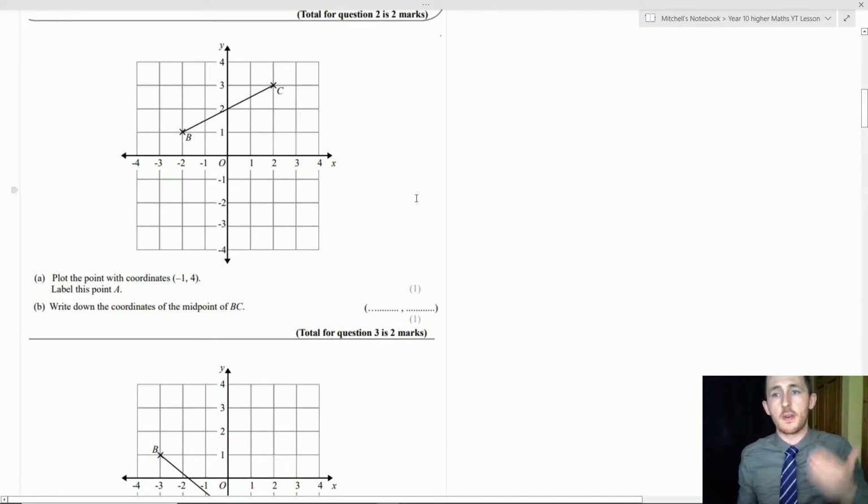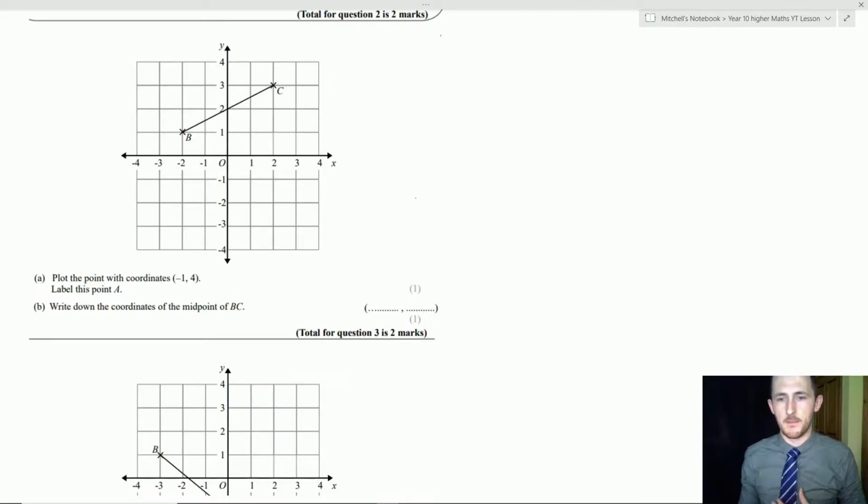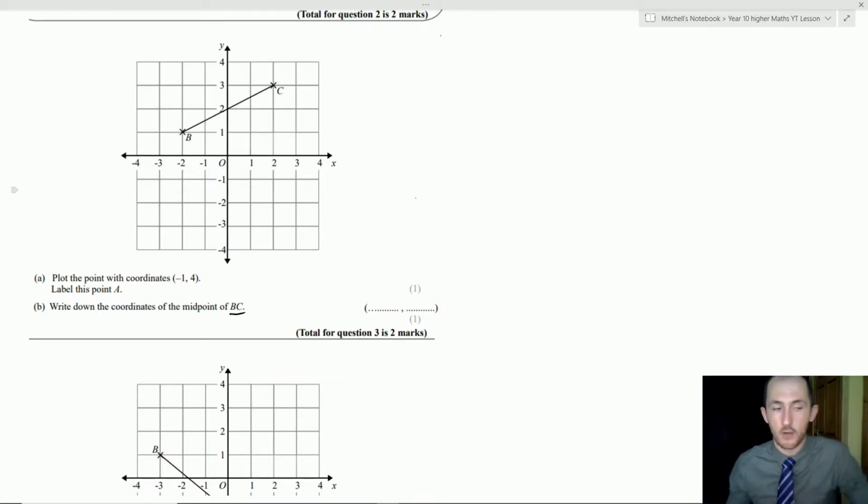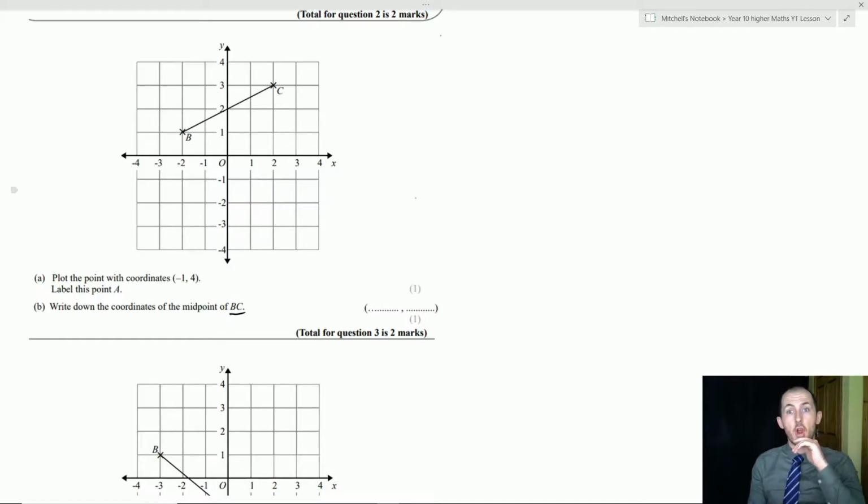So again, these are all exam questions, so this stuff has turned up before. Midpoints especially, they love asking you about. But plotting coordinates is going to be part of questions as well. So if they say, for example, plot the graph with equation blah blah blah, you need to be able to plot the points, of course, otherwise you're going to get the wrong answer.